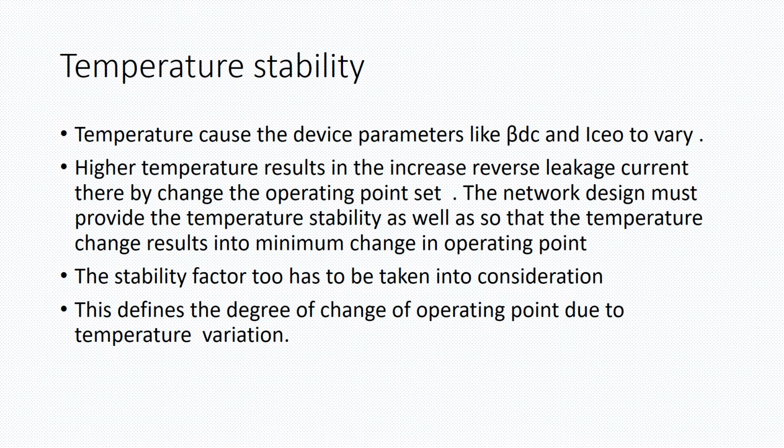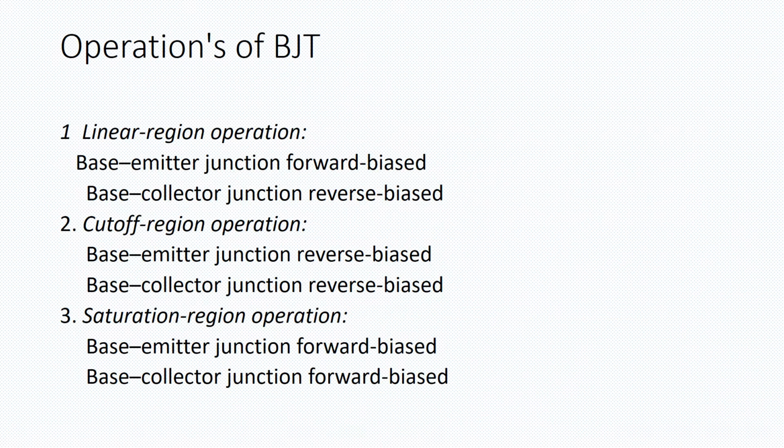The circuit we are working on becomes unstable due to the movement of the Q point, or the operating point, because of the temperature instability. So the stability factor also has a greater role in determining the operation of the device, and the stability factor defines the degree of change of operating point due to temperature variation.